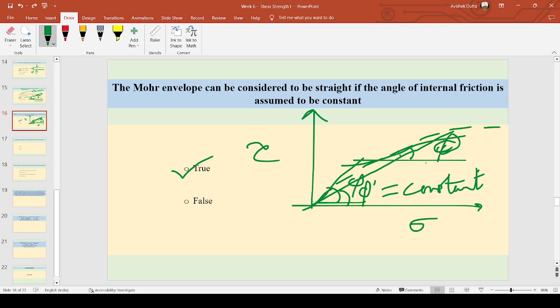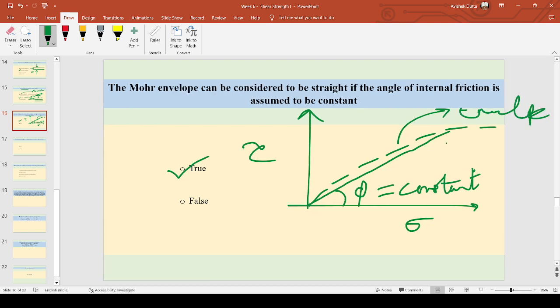So I'll just draw it in a clear way. Let me explain it once again, I guess I had fumbled a few times. Yes, so this is the curved plane and this is the Mohr envelope. Then the angle of internal friction phi will vary as per the tangent to this envelope. At this point, this is a tangent.